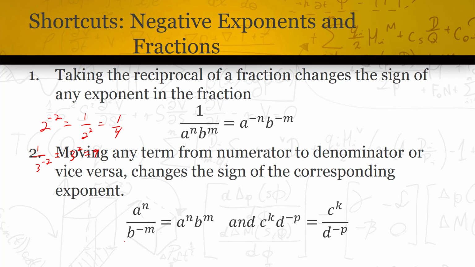Here we have b to the minus mth. If you move that to a numerator, it becomes positive n. That should be a plus right there, as a typo. If I have d to the minus p in the numerator, bring it to the denominator, it should make it a d to the plus p.